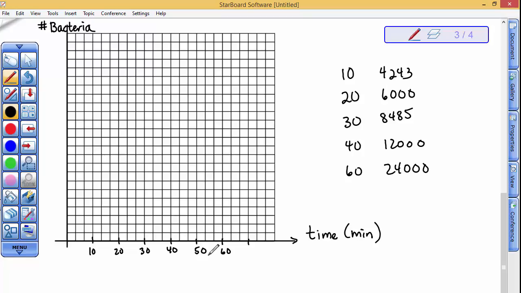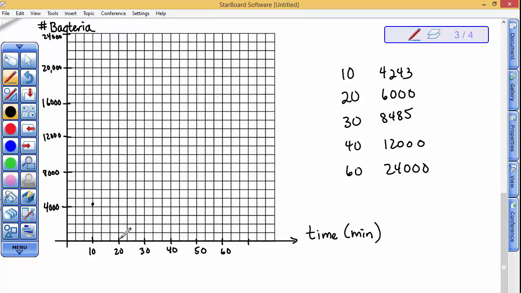And then I've got to go from 0 to 24,000 up here. So I think I determined that it'd be nice to go in increments of 4,000, 8,000, 12,000, because I'll be able to get to 24,000 this way. So this would be 16,000, and then here would be 20,000, and then finally right here 24,000 bacteria. So when x is 10, I go to the right 10, and I go up 4,243, probably about right there.